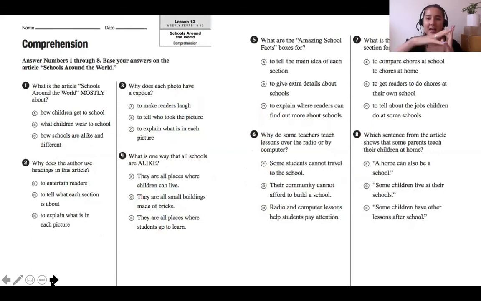Okay, so we had 10 comprehension questions to answer. So let's have a look at those. Number 1, what is the article "Schools Around the World" mostly about?